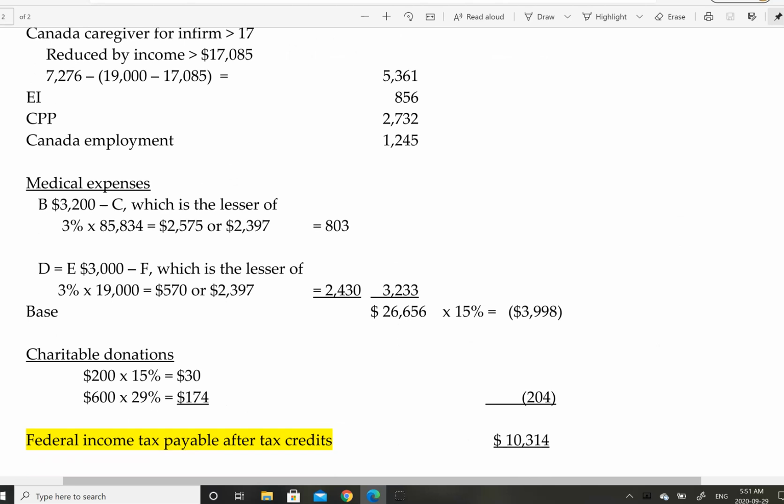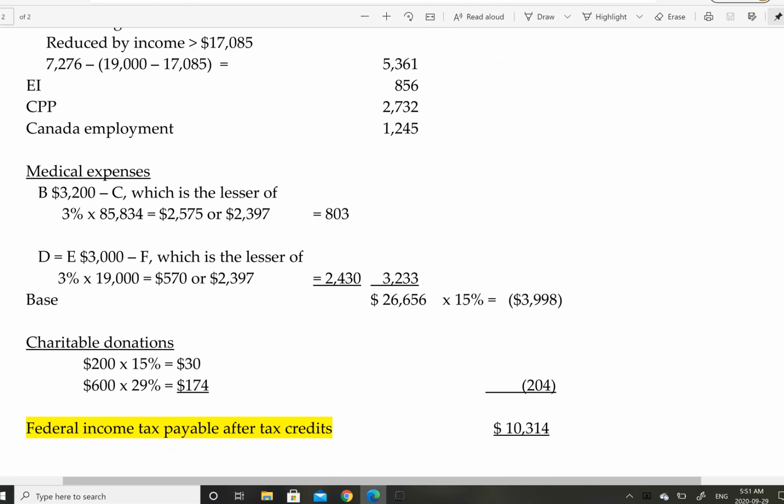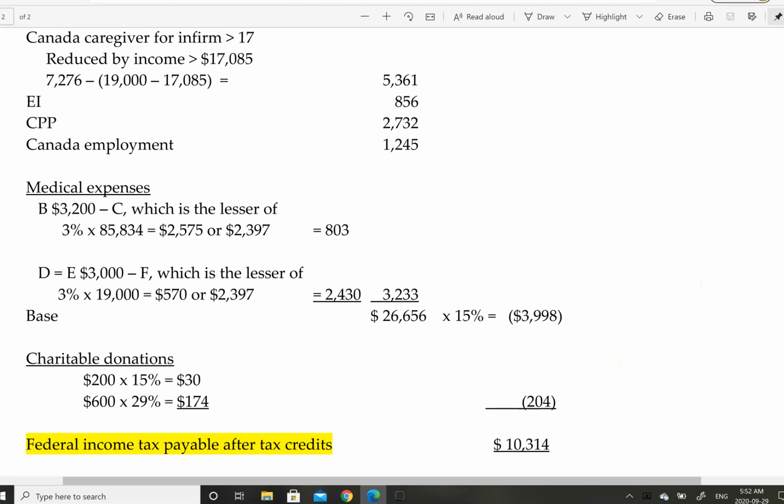Now for the charitable donations, the first 200 is always at 15%. And then remember, we said that that middle amount, the B amount, the 33% amount, that only comes into play when the individual's taxable income is greater than $214,368. Now that is not the case, so we can go directly to 29% times C. And so that would just be basically whatever's left over. The total donations was 800, so the amount that's left over is 600 times the 29%. And we work through that calculation, and the charitable donation tax credit that will result in the reduction to her tax payable is $204.